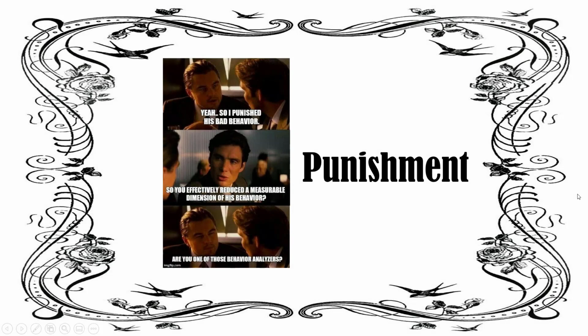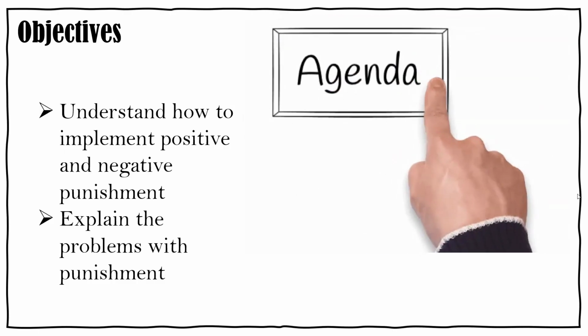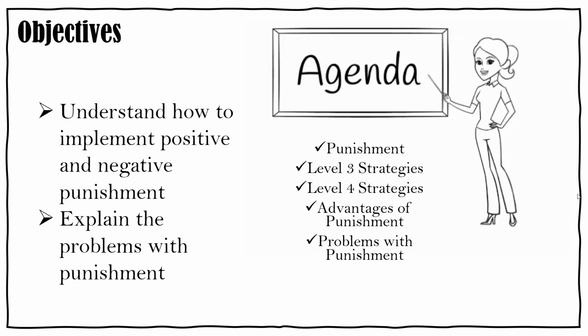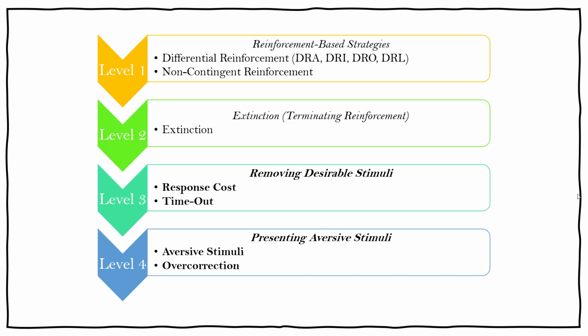Hi everybody, here is a video that provides you guys with a quick overview of punishment. So your objectives for the video are on your left, and for our agenda, we are going to talk about the definition of punishment, level 3 strategies, level 4 strategies, the advantages of punishment, the problems of punishment, and then some ethical considerations that you guys need to take into account if you are going to implement punishment procedures.